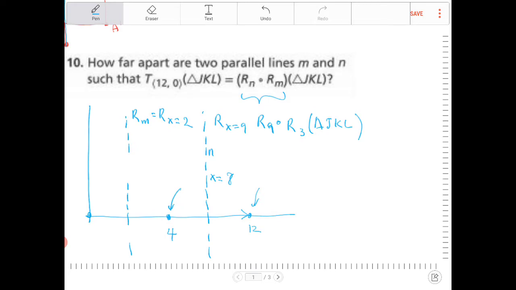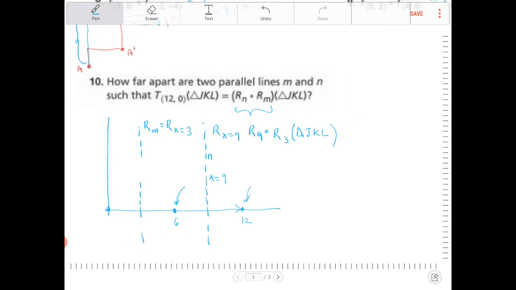So with all these different possible outcomes, there's an infinite number of possible solutions here. This is just one of them. I'm sorry, x equals 3. And this is going to be 9. Okay, moving on.